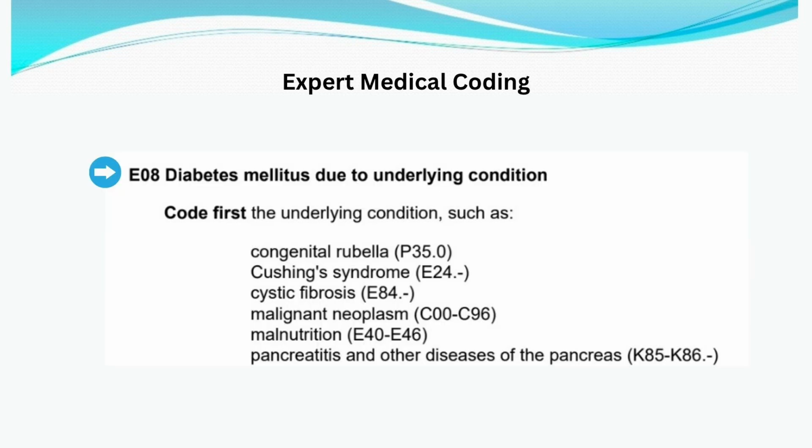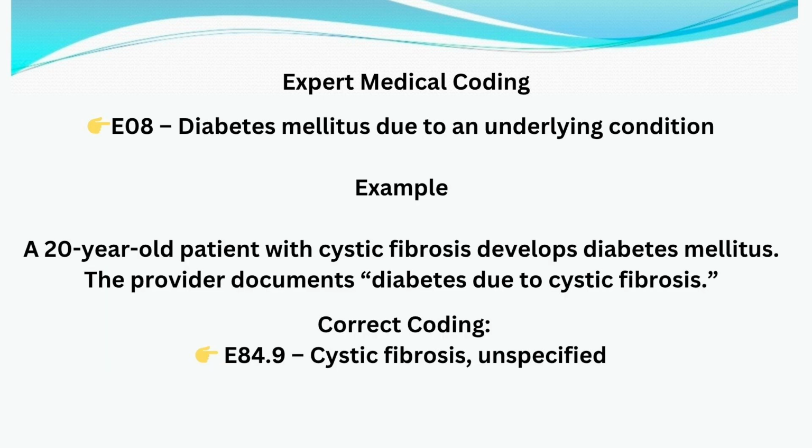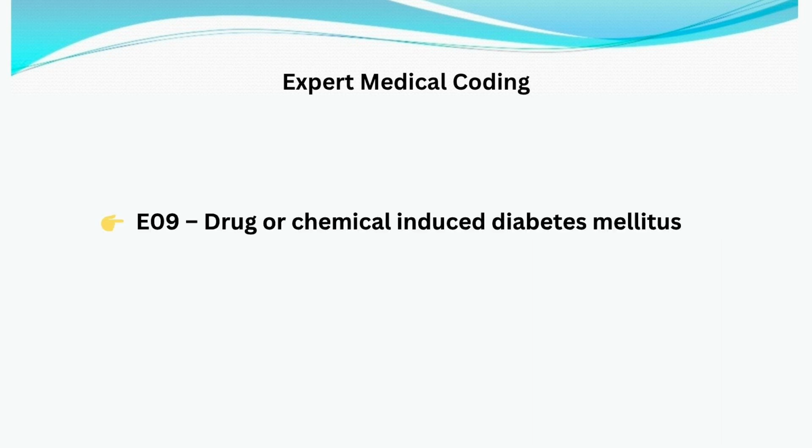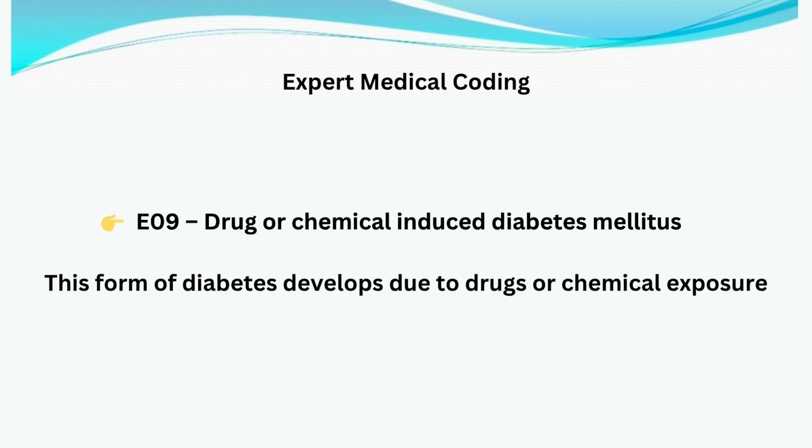Why this sequencing? Because if you go to tabular and search for E08 category, you'll find code first the underlying condition such as cystic fibrosis. So first we have to assign the cystic fibrosis code and after that E08 category code. Now let's see E09 category, drug or chemical induced diabetes mellitus. This form of diabetes develops due to drugs or chemical exposure.